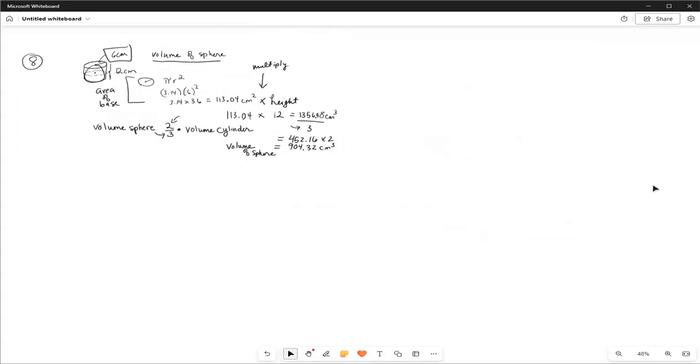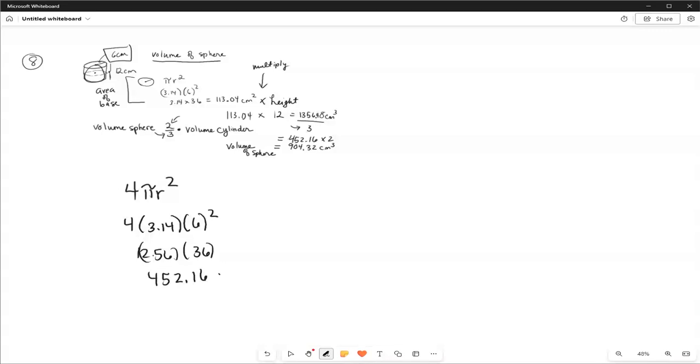Okay, now we're going to look at finding the surface area of this same sphere. And surface area is actually a little bit easier, because the formula for the surface area is 4 times pi times radius squared. So we're just going to multiply 4 times 3.14 times the radius of 6 squared. So 12.56 times 36, which equals 452 and 16 hundredths centimeters squared. Okay, so this is the surface area of a sphere.